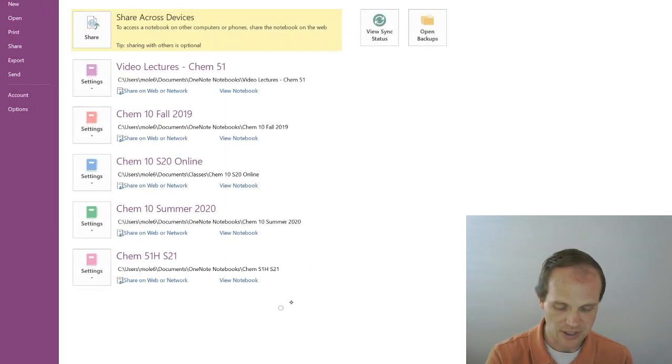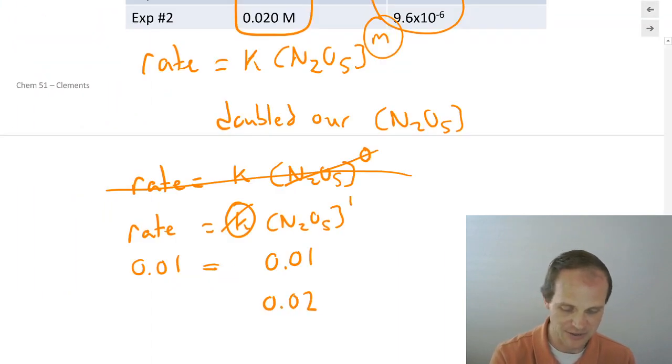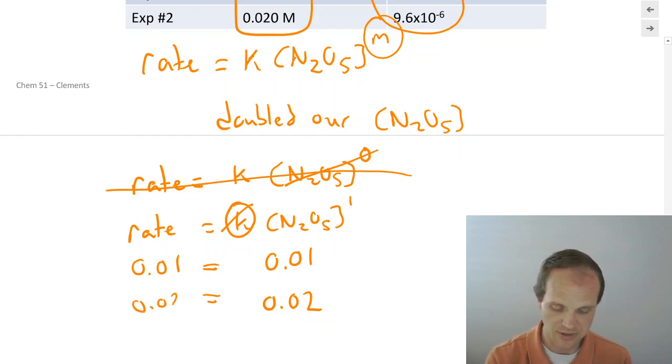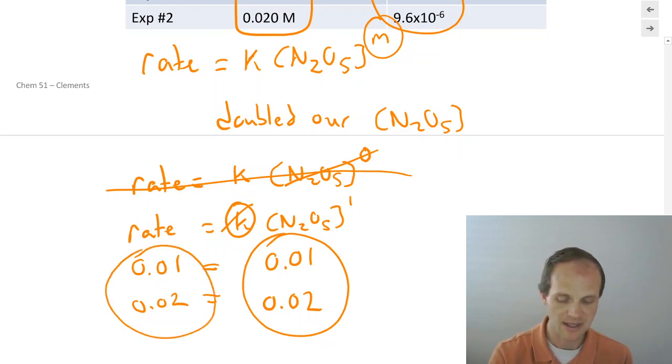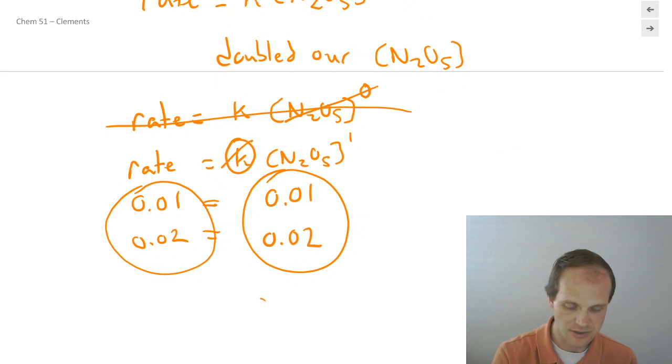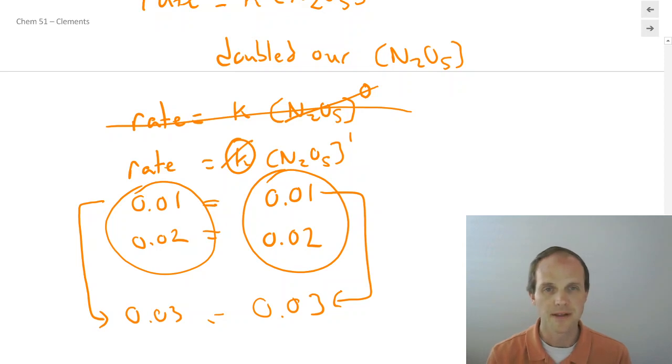But if I change the concentration to 0.02, and rate was equal to concentration to the first, I'd get 0.02. So when I doubled my concentration on this side, what happened to my rate? It doubled. And I could do the same thing. What if I changed it to 0.03? So comparing this one and this one, I tripled it. What happens to my rate? It goes 0.03, and it triples comparing those two. That's what first order looks like.